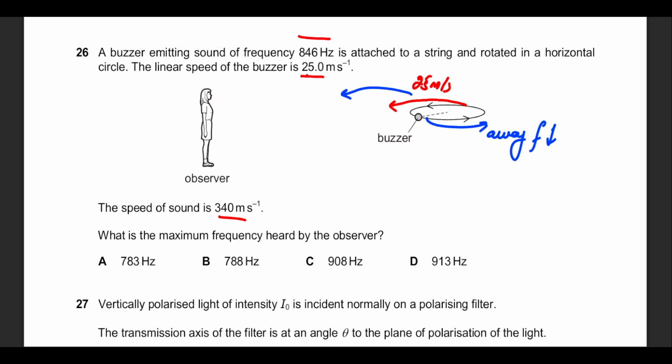In order for us to figure this out, this should be f equals 340 divided by 340 minus 25, into the frequency that is being produced, or the standard frequency.